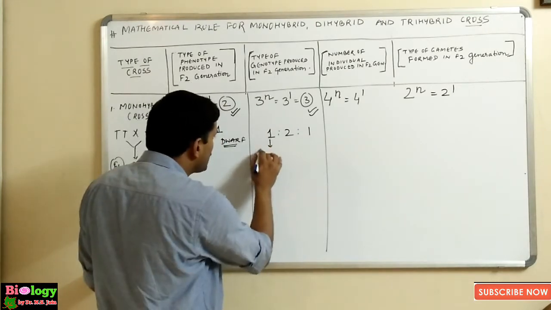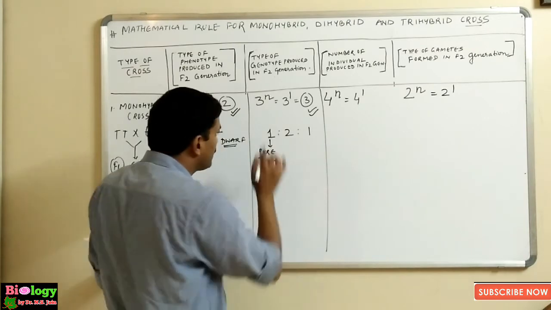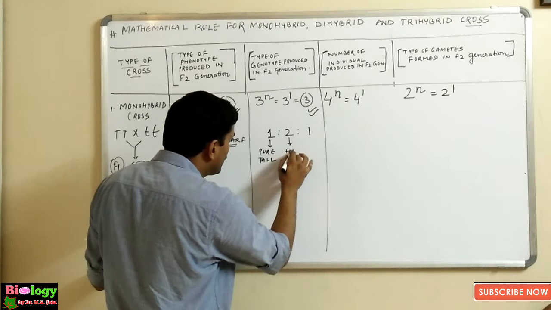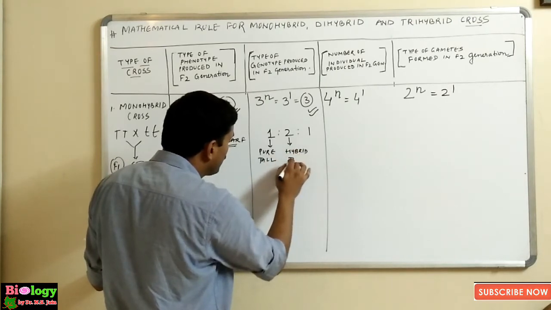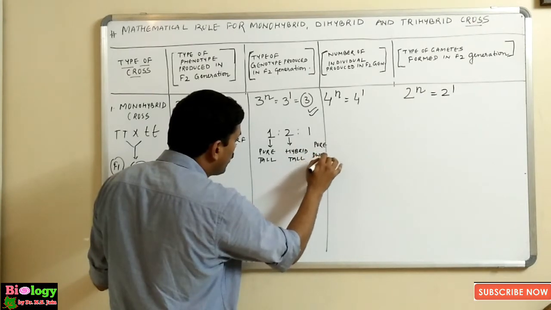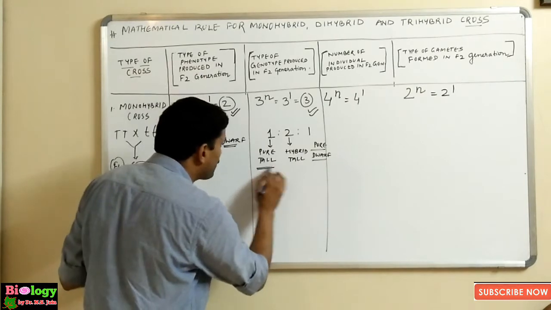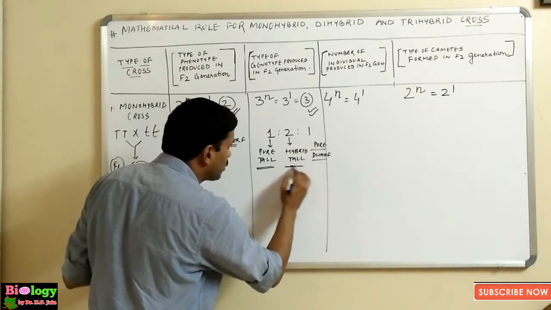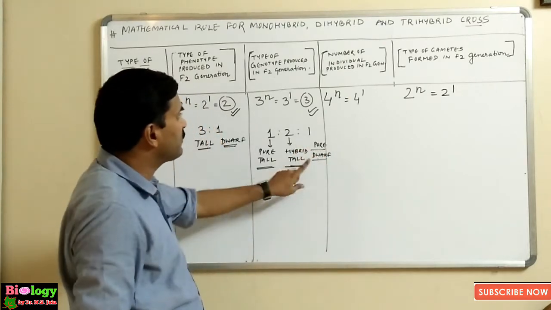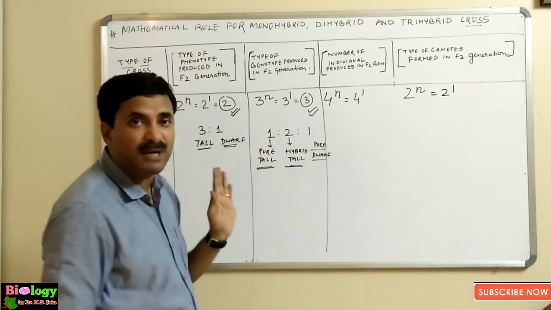Now what is this? This is pure tall. We have already discussed this in detail in the monohybrid cross video. Now these are what? Hybrid tall. And these are what? Pure dwarf. So you can see how many types of genotypes are produced. This is one type, pure tall. Another is hybrid tall type of genotype. And this is the pure dwarf type of genotype. So 3 to the power of 1, 3, means 3 types of genotypes are produced.